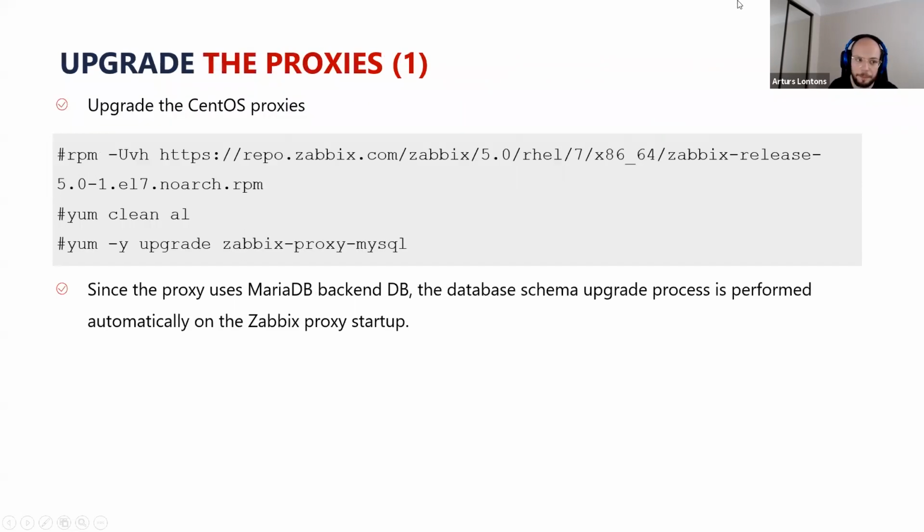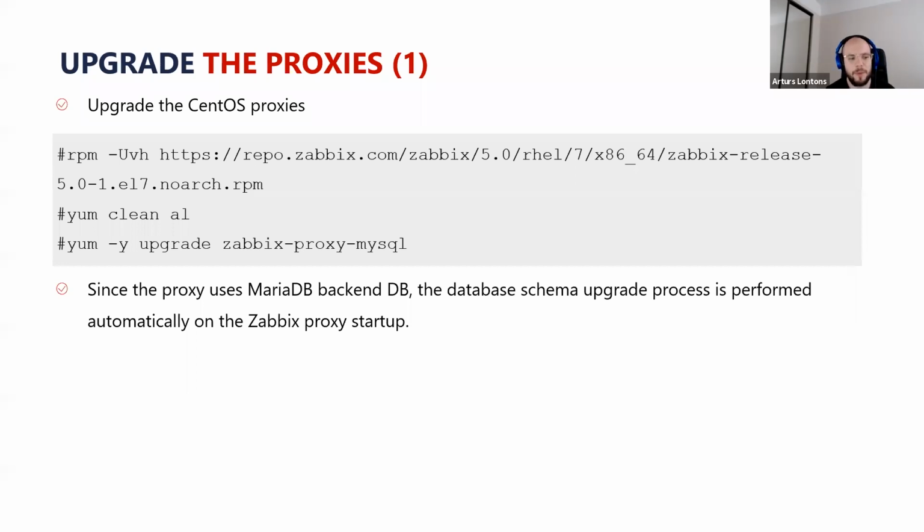Okay, servers are done. Front end is done, agent is done. Database was upgraded before we did all of this. The backend itself, the database backend, to a newer version OS. Also, all that remains are proxies. So proxies are quite simple.